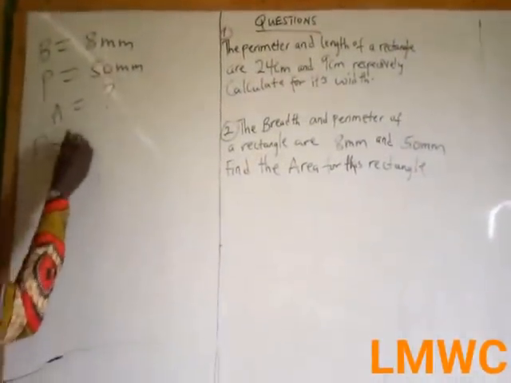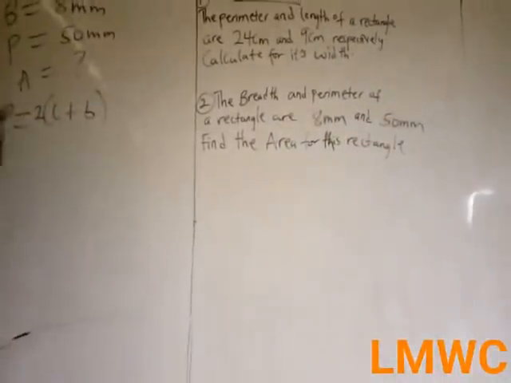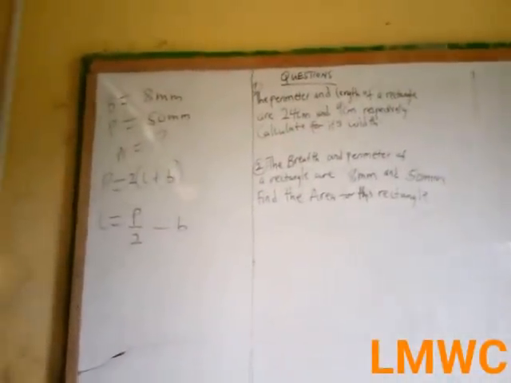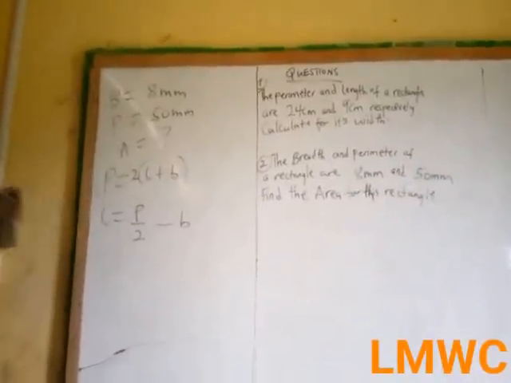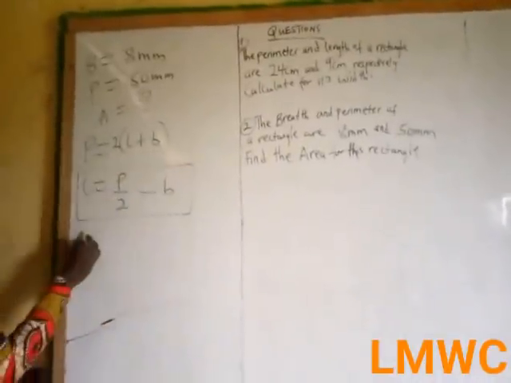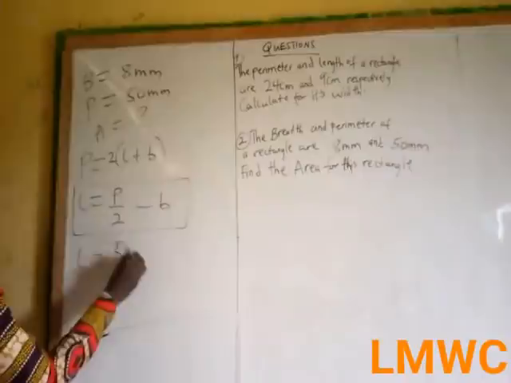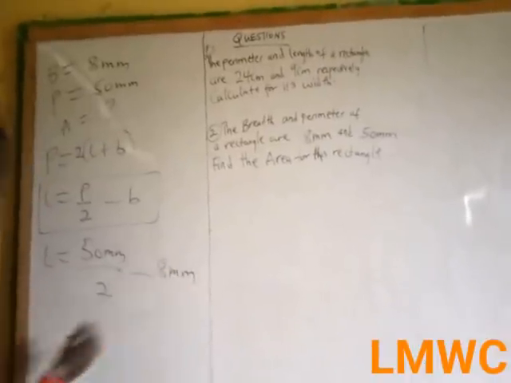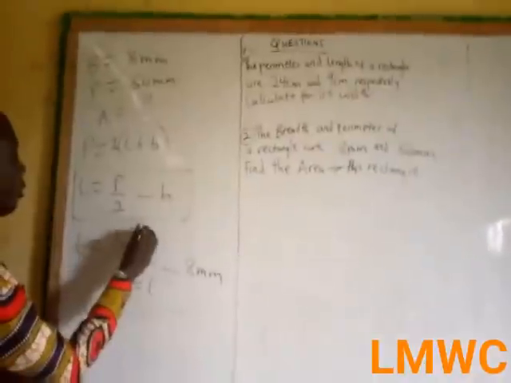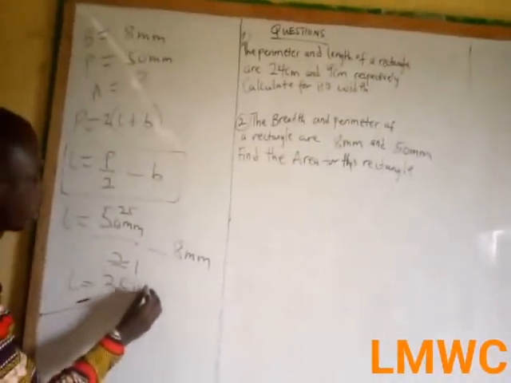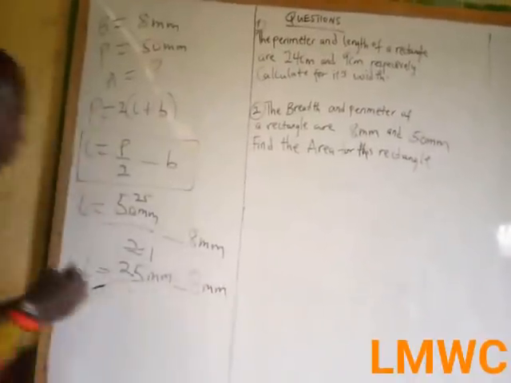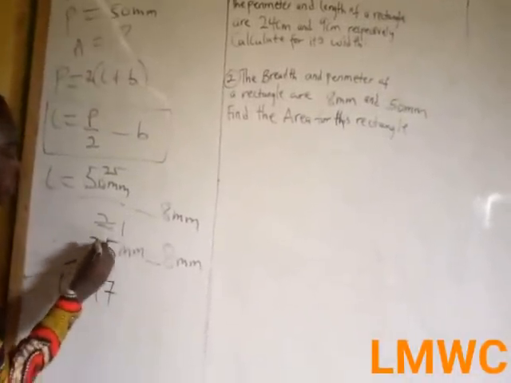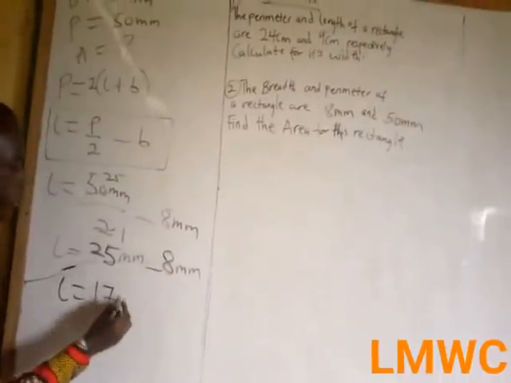We know the perimeter of a rectangle formula as 2 times L plus B. So to calculate for the length, the formula is P over 2 minus B, using the formula approach, or you can use the elimination by substitution approach. L is equal to, what is the perimeter? It's 50 millimeters over 2 minus, what is B? B is 8 millimeters. So L is equal to 25 millimeters minus 8 millimeters. 25 minus 8, L is equal to 17 millimeters.